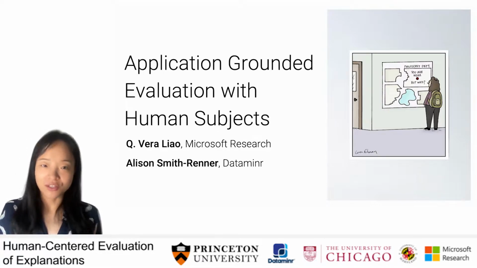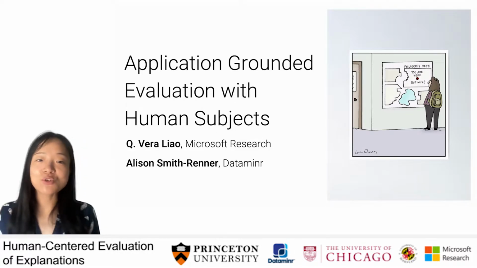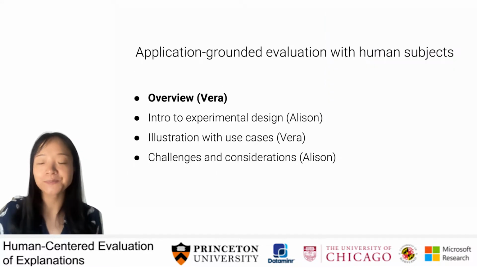So with the background knowledge of human explanation and current explanation algorithm, we can now transition to talk about how to conduct human-centered evaluations for explanation. We'll start with application-grounded evaluation by conducting human subject studies.